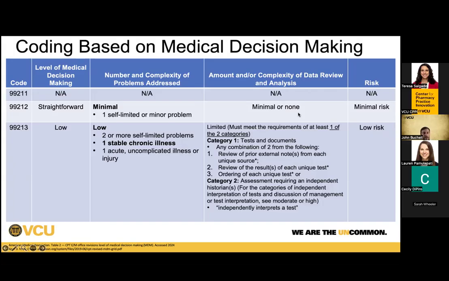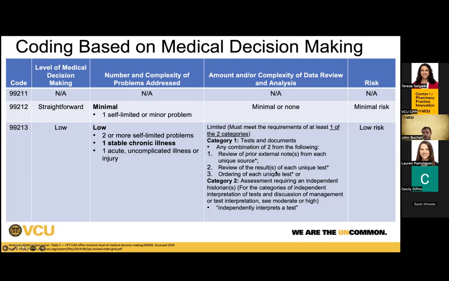So remember 99213, which is what we originally recommended billing for. What they look at from the American Medical Association, number and complexity of problems addressed, is one stable chronic condition. And with my collaborative practice, and I think with most collaborative practice, we're managing chronic conditions. And we don't typically get patients with stable chronic disease referred to us, right? As pharmacists, they're asking for help with complex med management for people with complex conditions.